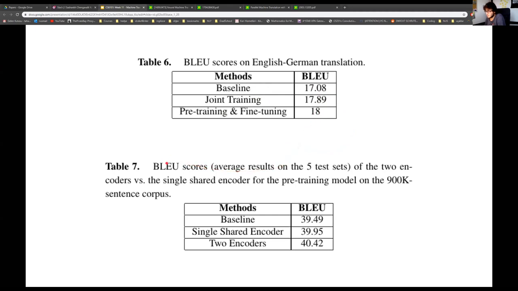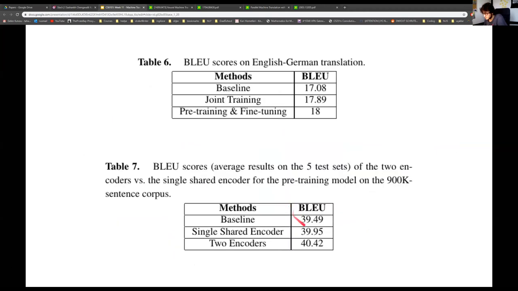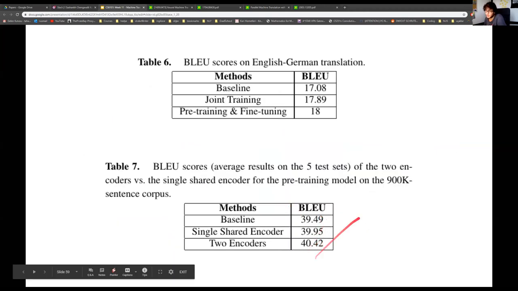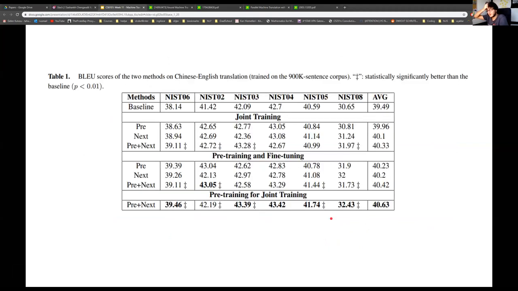They also provide a kind of ablation study where they tried the two encoders and the single shared encoder for the pre-training model. So rather than having two different encoders, they also tried a single encoder. And they show that the two encoders case does, again, slightly better.